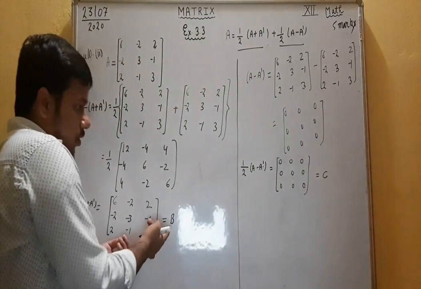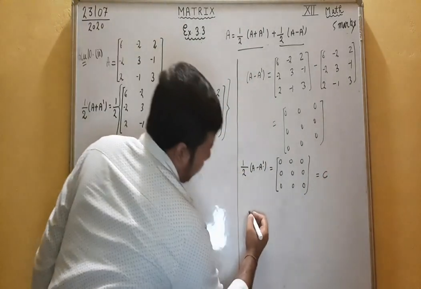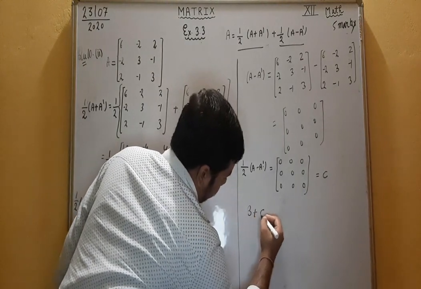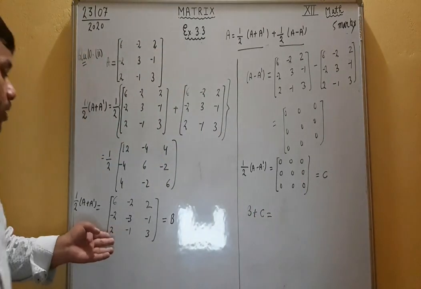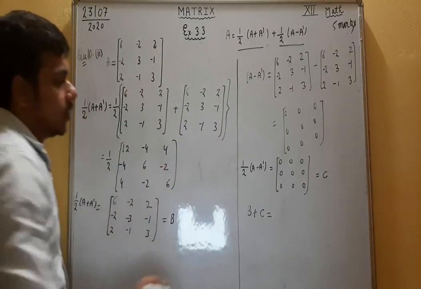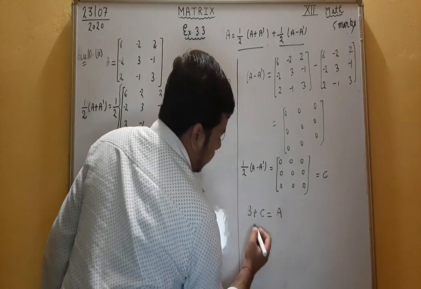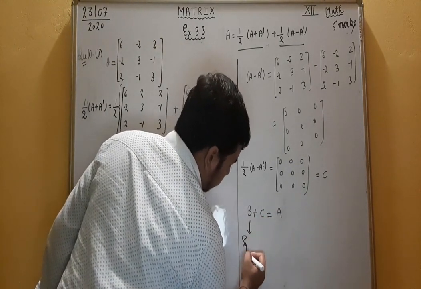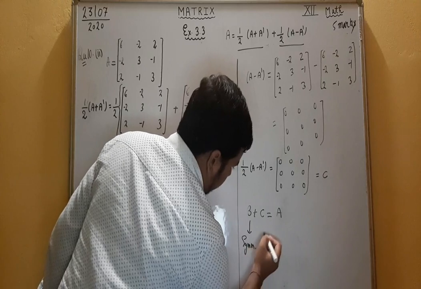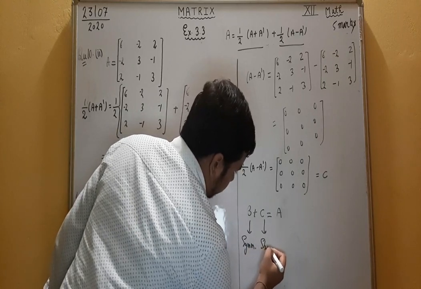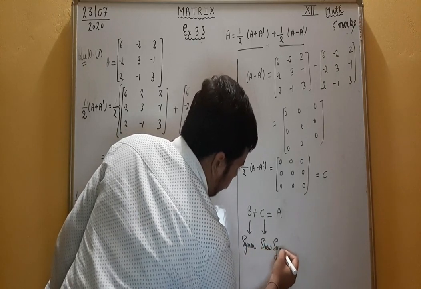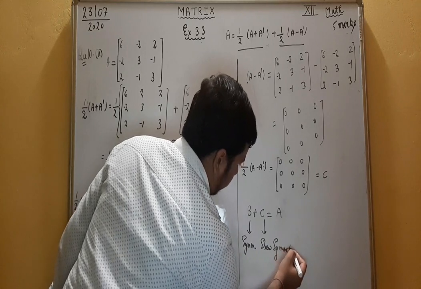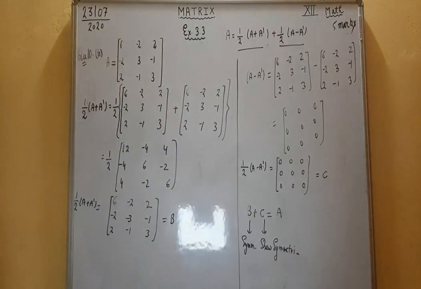And if I add B and C, then what will you get? You can verify, when you add B and C, you will get A, right? Where B is symmetric and C is skew-symmetric. This is how we can express a square matrix as a sum of symmetric and skew-symmetric matrix.